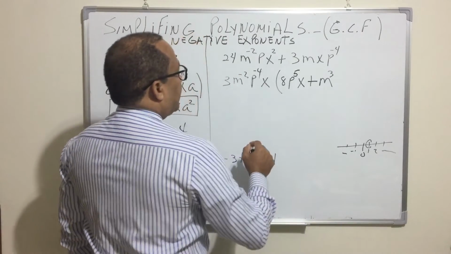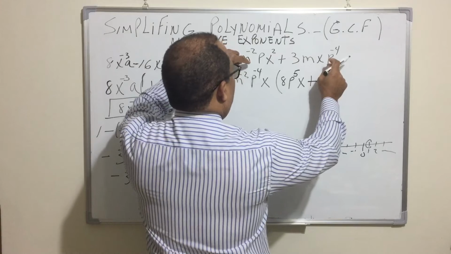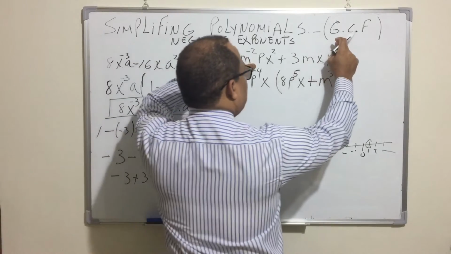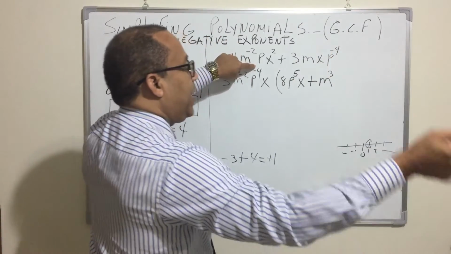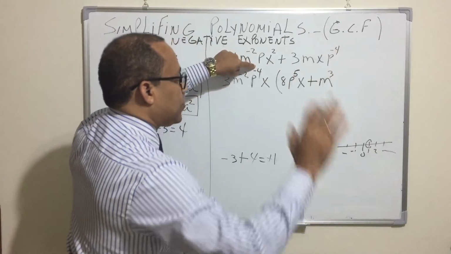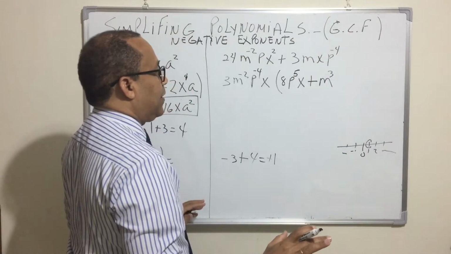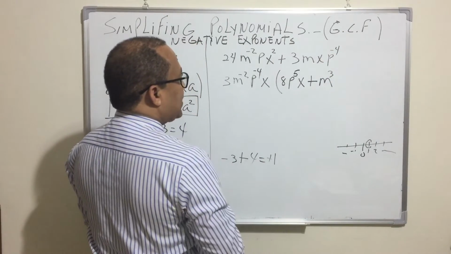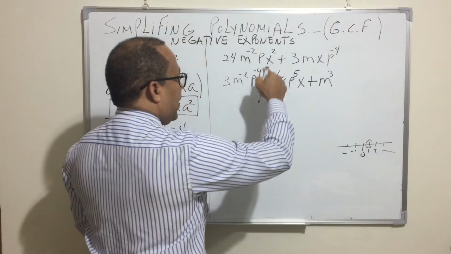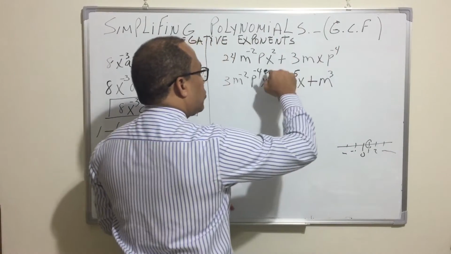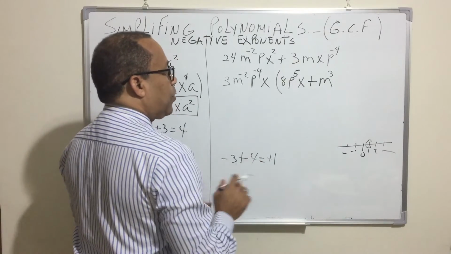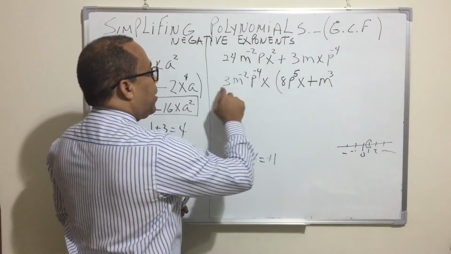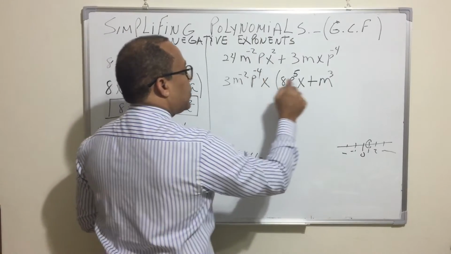And then I'm dividing p to the negative 4 divided by p to the negative 4. Negative 4 minus negative 4 equals negative 4 plus 4 equals 0. P to the 0 is 1. No p's. The p cancels out. What about the x? X to the first divided by x to the first is 1 minus 1, 0. X to the 0 equals 1. So when dividing 3mxp to the negative 4 by 3m to the negative 2p to the negative 4x, the result is m to the third.